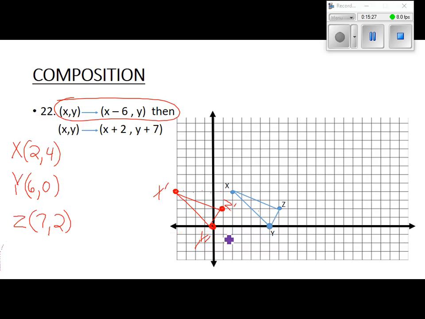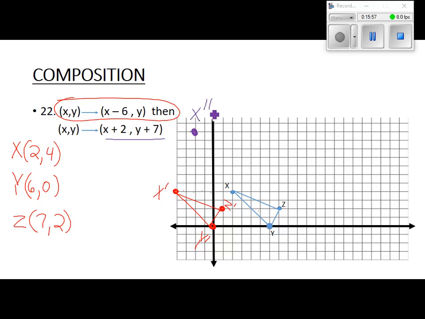Now, once we have it there, a lot of people get confused on this. Do we go back to the original shape? No, we moved it to there, and then we're going to move that shape somewhere else. What does this second one tell us to do to that second shape? Right 2, up 7. So we go to the right 2 and then up 7. So I count 1, 2, and then up 1, 2, 3, 4, 5, 6, 7. What am I going to label that new point right there? X double prime, very good.